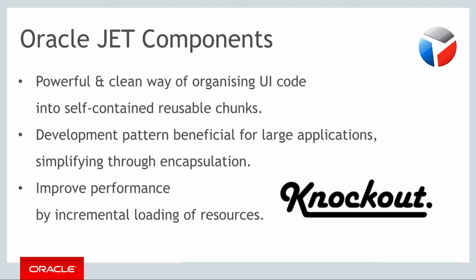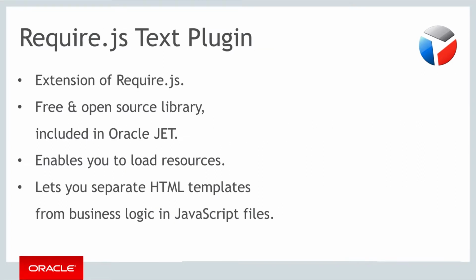Each Oracle Jet component consists of business logic in JavaScript and a view expressed in HTML. In this part you will learn about the Require.js Text Plugin Library, which is an extension of Require. Require Text is another useful free and open source library that is part of Jet. Require.js Text lets you load text resources.